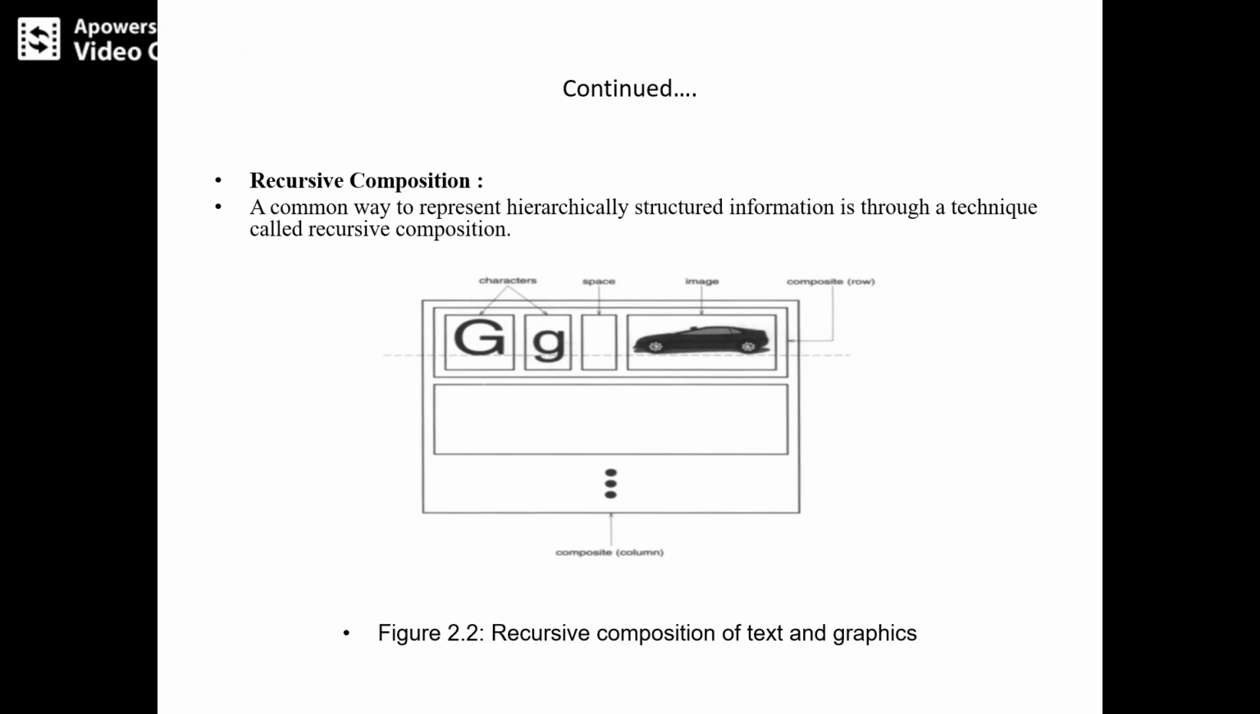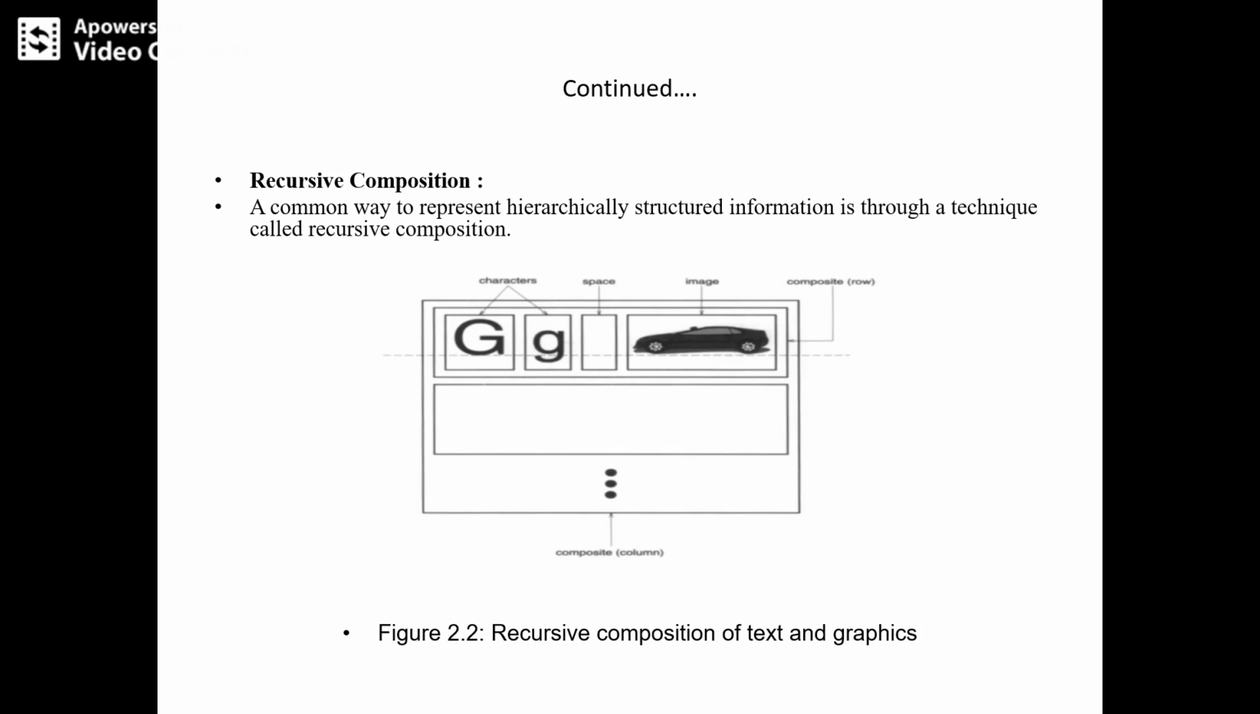Then multiple lines can be arranged to form a particular column, which can form a page, a table and so on. So this is one diagrammatical composite that we can call a composite column here. Recursive composition of text and graphics.